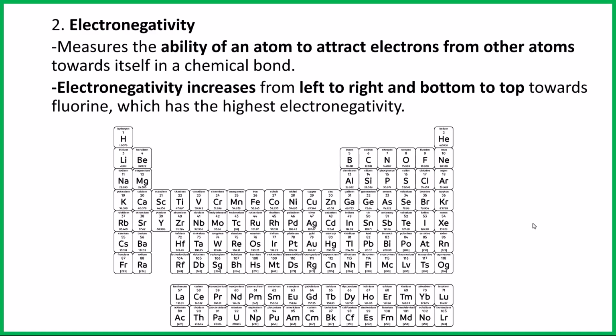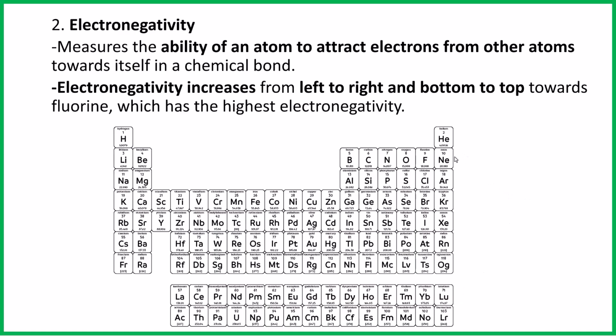The second trend is electronegativity. Electronegativity measures the ability of an atom to attract electrons from other atoms towards itself. And electronegativity increases from left to right on the periodic table and bottom to top. So this is opposite of the atomic radius trend. The most electronegative element is fluorine. As we are moving up towards fluorine, the electronegativity is increasing, and as we are moving from left to right towards fluorine, the electronegativity is also increasing.